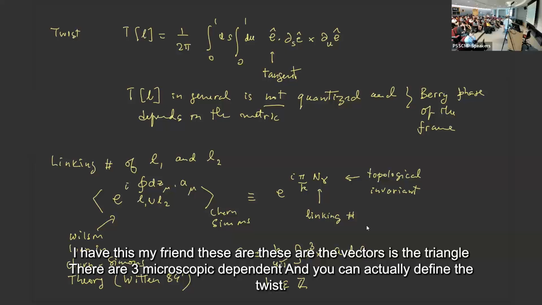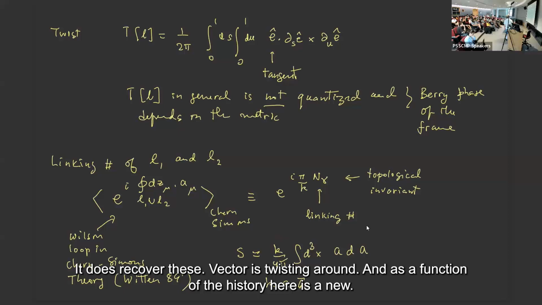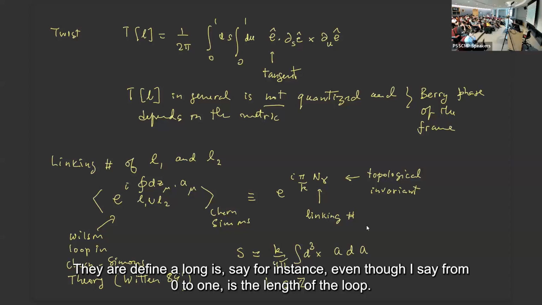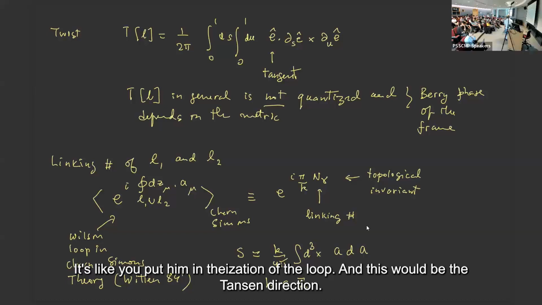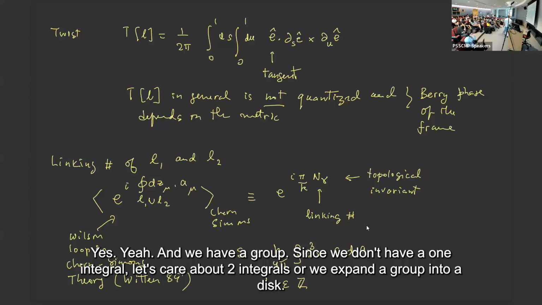So this is the vector product. These are the tangent directions, and these are the two perpendicular directions. So it tells you how this vector is twisting around. And as a function of the history here, s, say from 0 to 1, is the length of the loop. It's like a parametrization of the loop. And this will be the tangent direction. So this object, in general, is not quantized. And this is something that Polyakov showed in his 1989 paper. It has the interpretation of the phase of the frame. Okay.